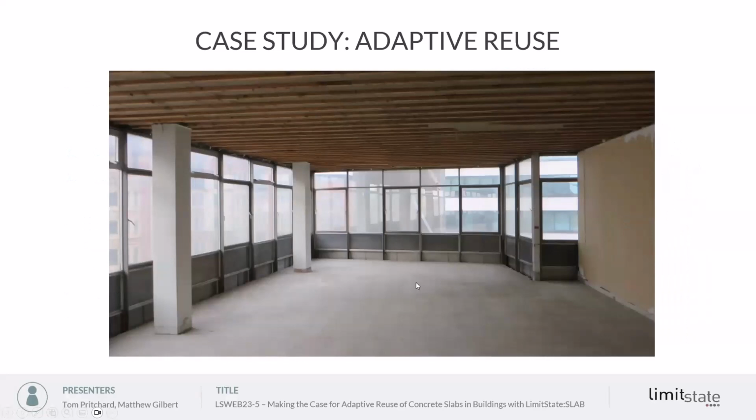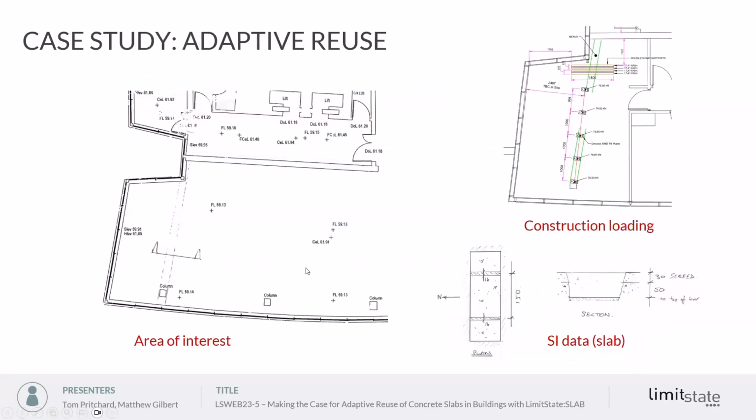Here we can see one of the areas that is being investigated. In this case, it's at the far corner of the building, and this blue area here outlines the section to be modelled within LimitState slab. And here's the plan of that corner.